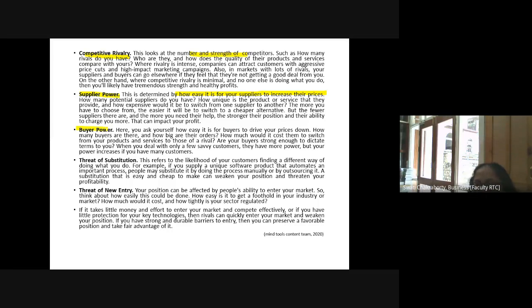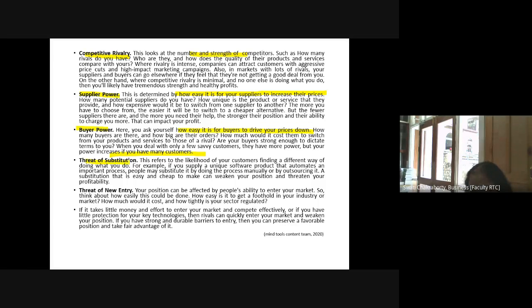Buyer power. It's basically where you ask yourself, how easy is it for buyers to drive your prices down? How many buyers are there? How big are their orders? How much would it cost them to switch from your products and services to those of your rivals? Are your buyers strong enough to dictate terms to you? When you deal with only a few savvy customers, they have more power. But if you have more customers, your power increases.